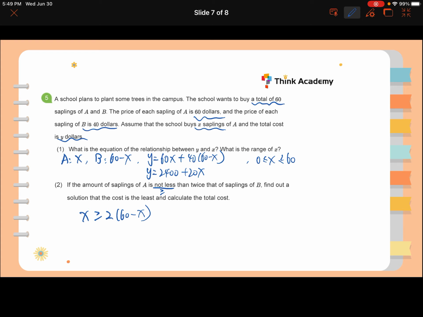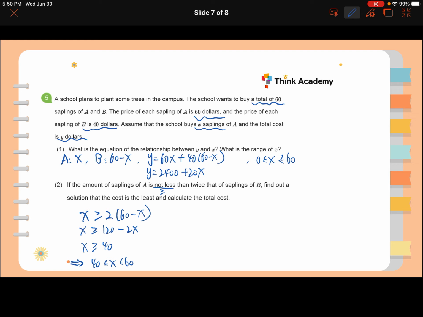Let's do some simplification. So we have X greater than or equal to 120 minus 2X. That means X is greater than or equal to 40. And in the previous question, we know that X should be greater than or equal to 0 and less than or equal to 60. So the new range should be 40 to 60. So that's the new range of X.